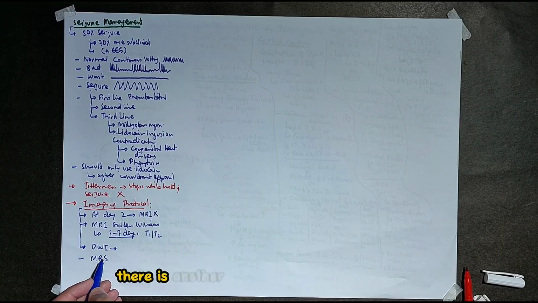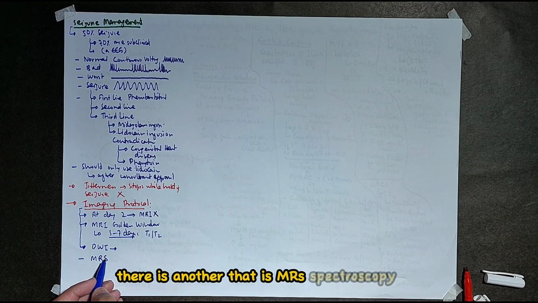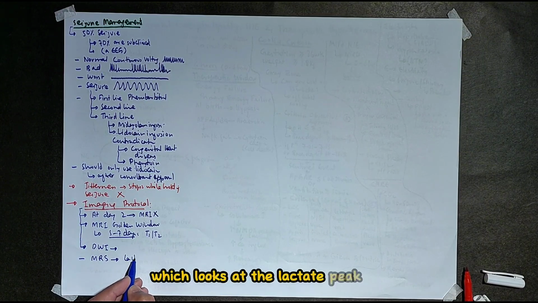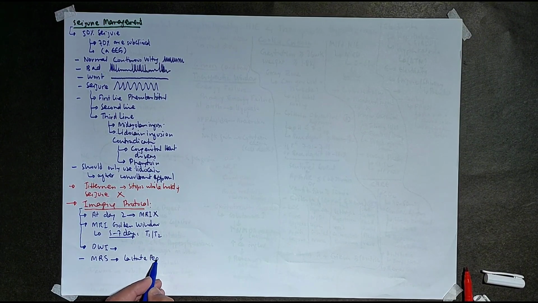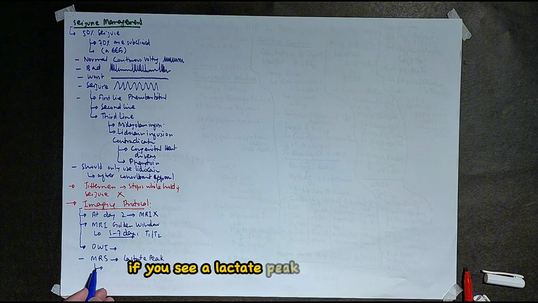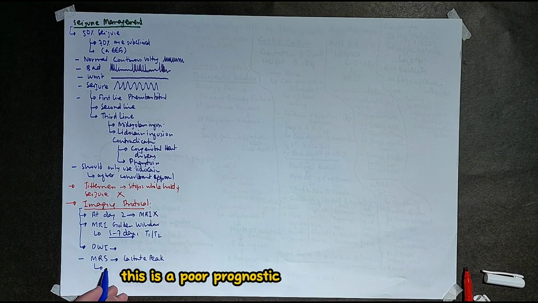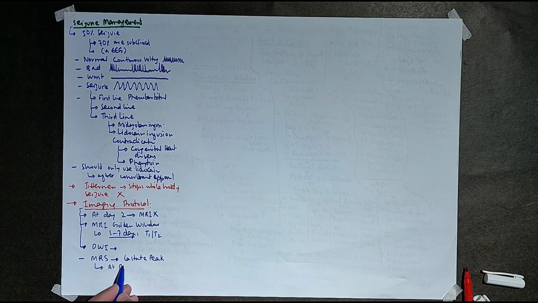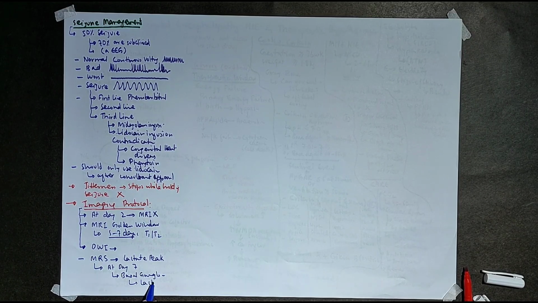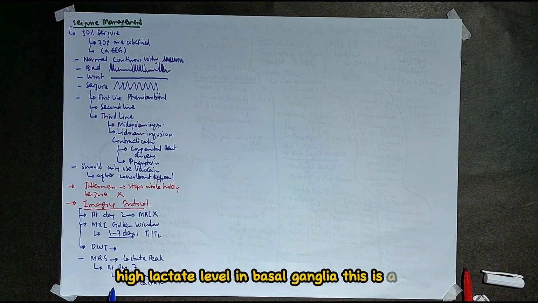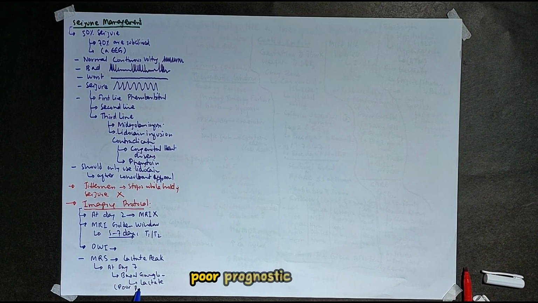There is another, that is MRS spectroscopy, which looks at the lactate peak. If you see a lactate peak on day 7 in the basal ganglia, this is a poor prognostic sign. So at day 7, if you see a high lactate level in the basal ganglia, this is a poor prognostic sign.